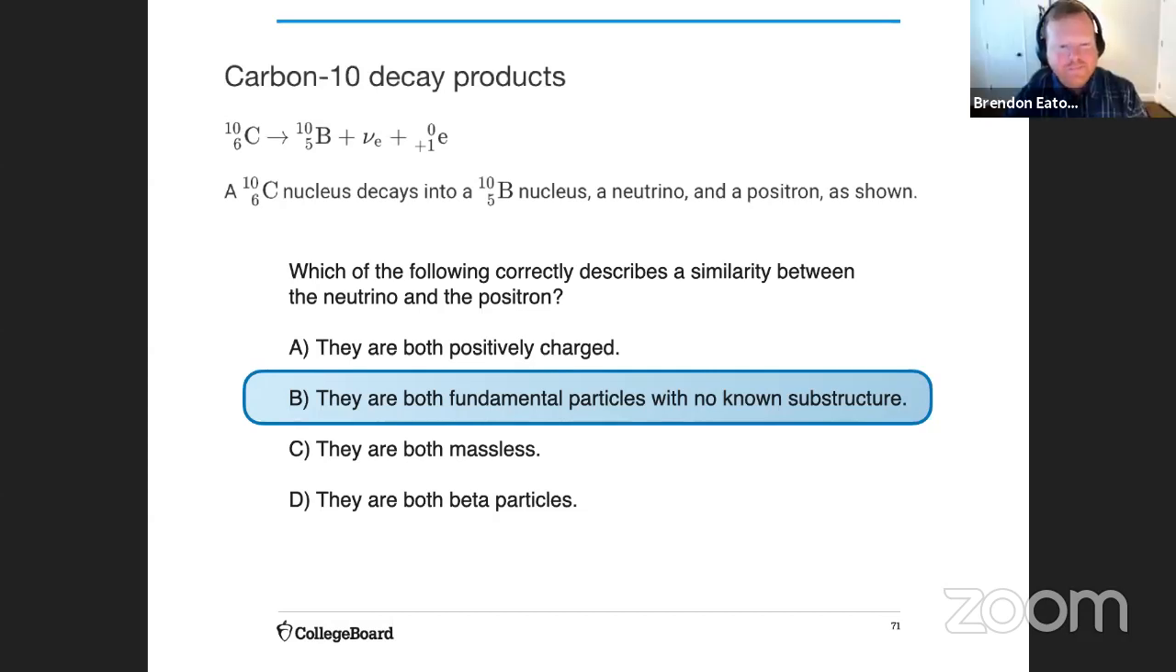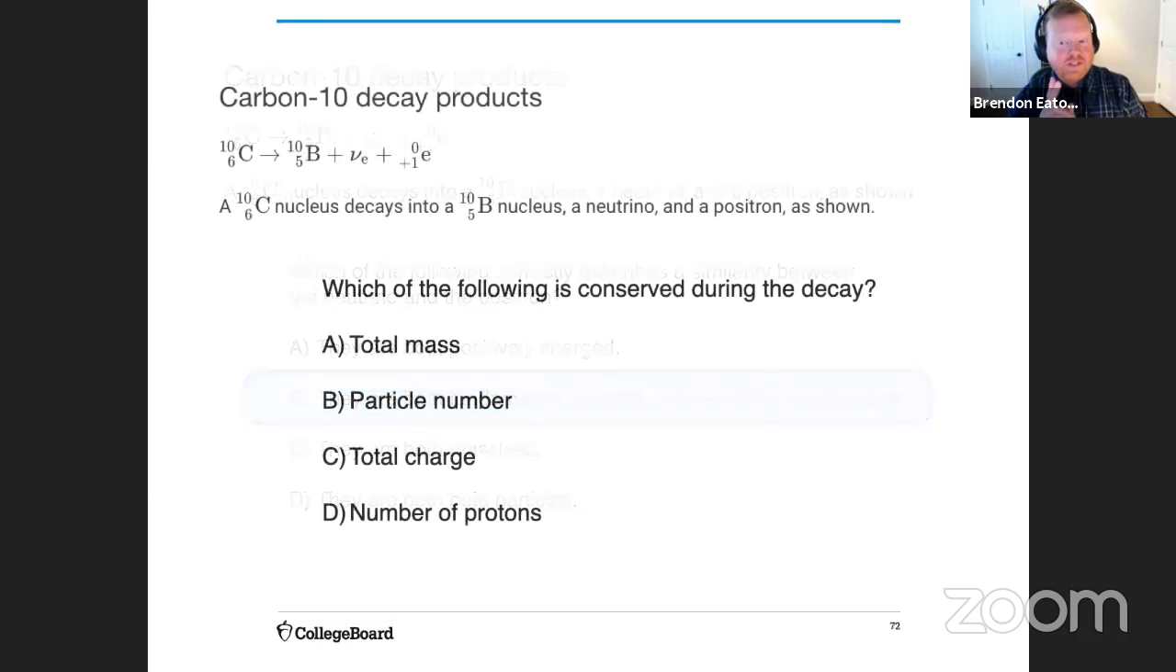That's exactly it. All right, so we have a second question that's almost identical, but it's asking something different here. Which of the following is conserved during the decay?